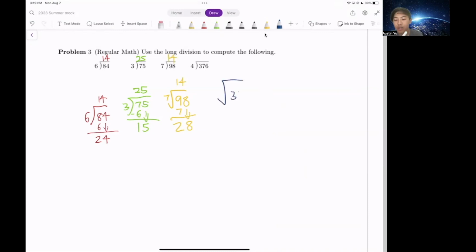And the last one is in blue. We can do 376 divided by 4. This time we can't divide 3 by 4 since 3 is less than 4. So we can do 37 divided by 4. As we know, 36 divided by 4 is 9. And since that's so close to 37, we can just do 9. 9 times 4 is 36. 37 minus 36 is 1. Drop down the 6. That becomes 16. 16 divided by 4 is just 4. So therefore, that's 94. And that's how you do problem 3.